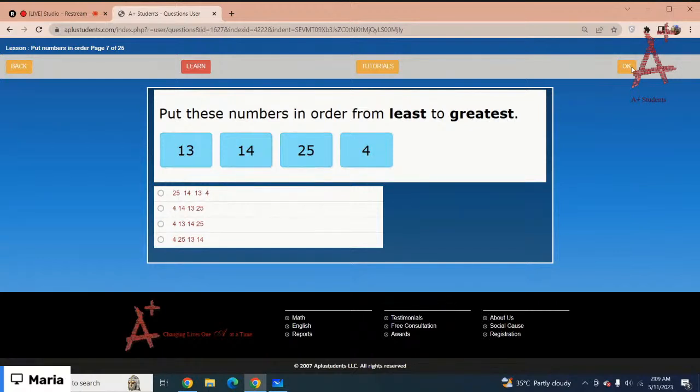Okay, put these numbers in order from least to greatest. 13, 14, 25, and 4. So which is the correct option? It would be 4, then 13, then 14, and then 25. Got it? The correct option is 4, 13, 14, and 25. That is option number 3. That is the correct option.